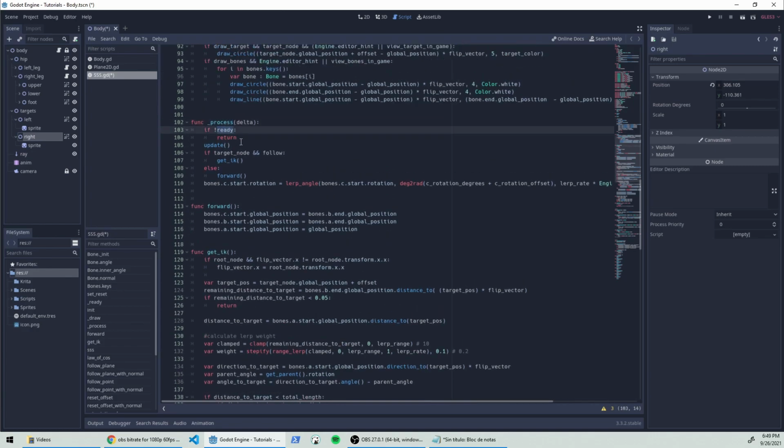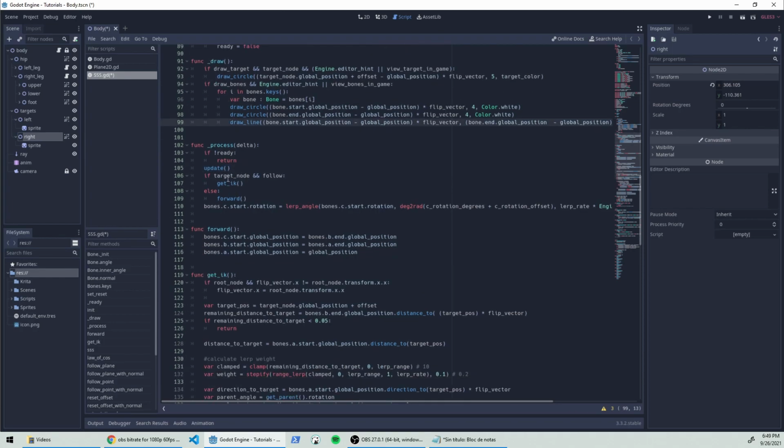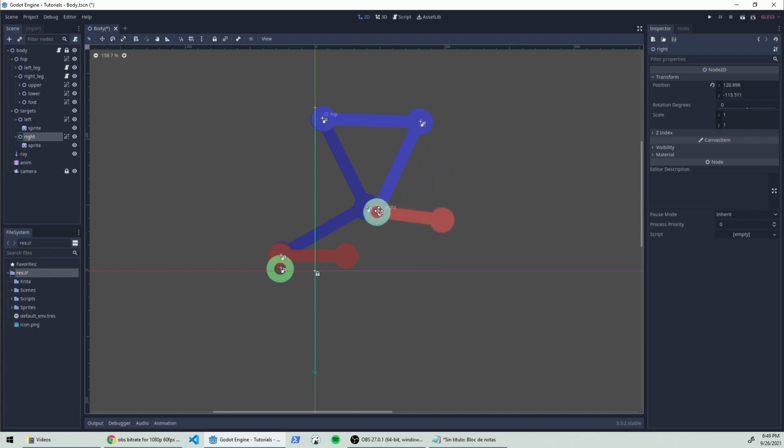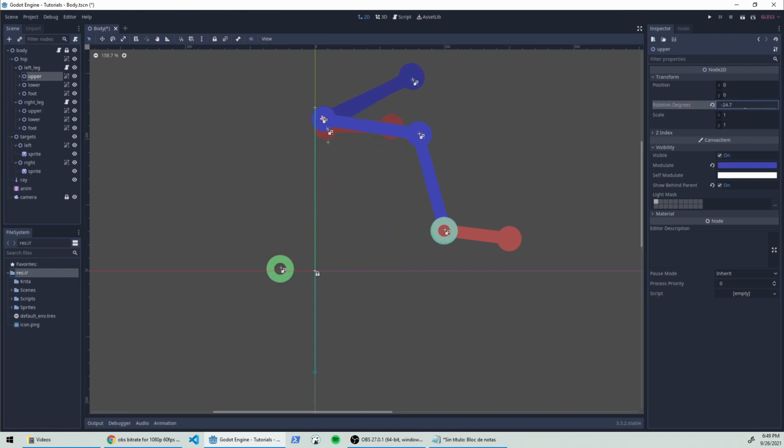if we're not ready, we just return. Then we call update, which as you know is just needed for drawing. And then if we have a target node and we are following, we're going to do the IK algorithm. If not, we'll just do forward kinematics, which is basically having everything stick together. If I don't follow, we still have forward kinematics, which means that if I rotate this, the rest of the bones follow the chain.